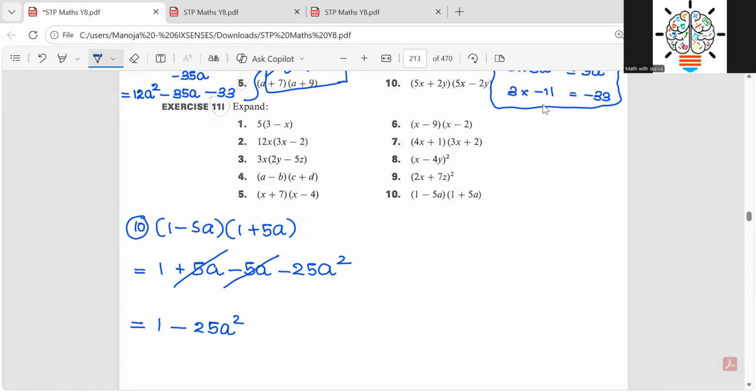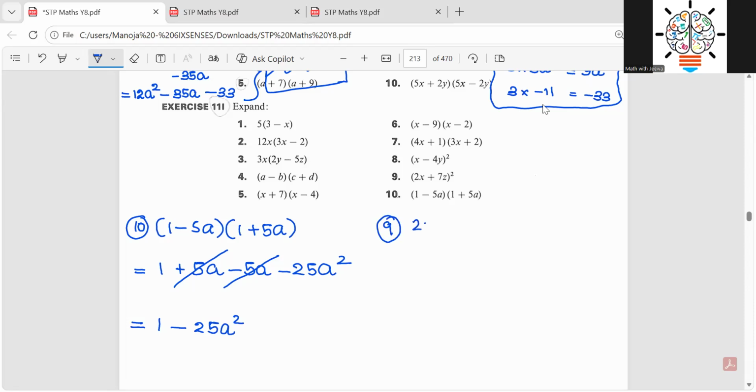In the next chapter, I will show you how to do the reverse, right? So for the time being, here that we are expanding, 1 times 1 is 1. Then 1 times 5a, positive 5a, negative 5a times 1, negative 5a. So then negative 5a times positive 5a, negative 25a squared, right?